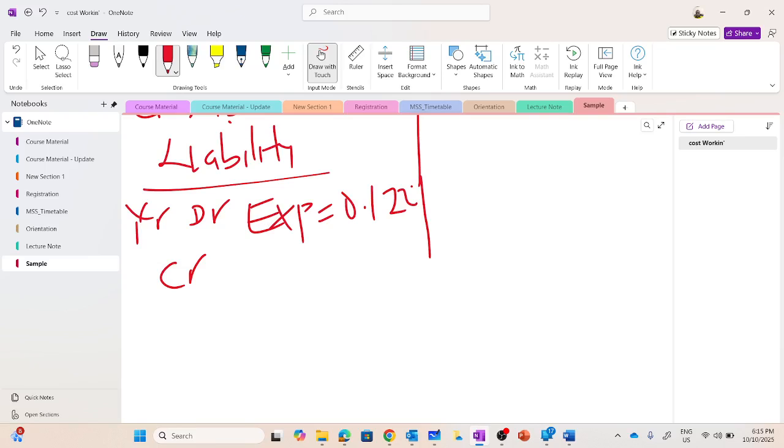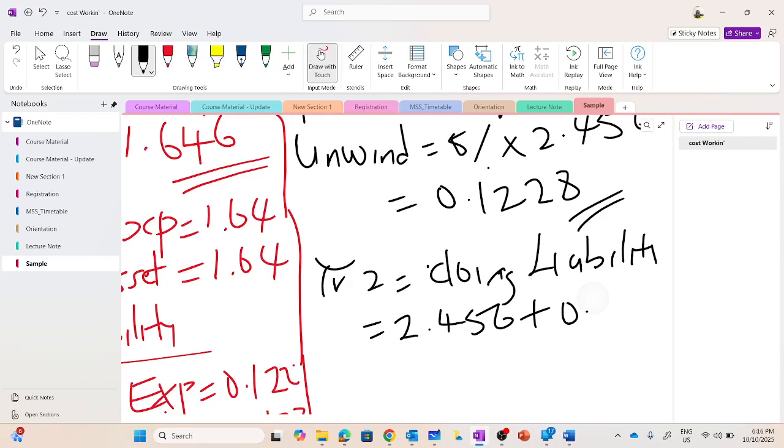So year 2, we are going to calculate the closing liability or the total liability. Closing liability equals the opening liability, 2.456, plus the expense liability, 0.1228. So 2.456 plus 0.1228 will give us 2.5788.